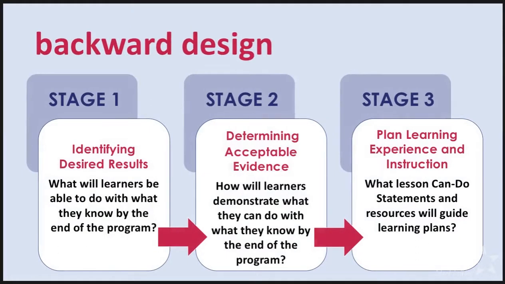The backward design process has 3 stages. Stage 1 asks that programs identify desired results. Stage 2, that programs determine acceptable evidence. And Stage 3, that they plan the learning experiences and instruction that will support those learning goals identified in Stage 1.